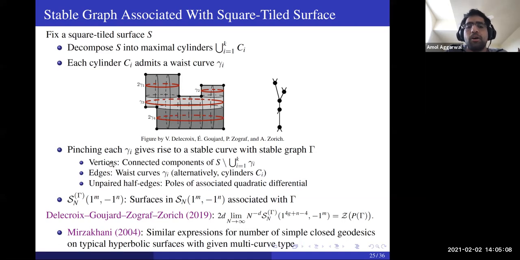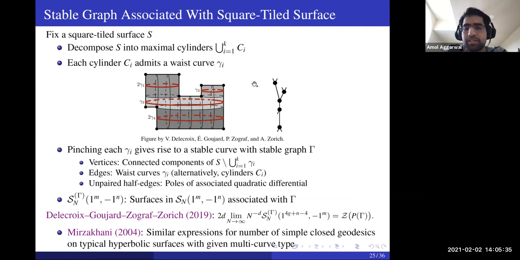The vertices are the connected components of the surface: if I pinch these curves and then remove the points, I'm going to break my surface into a bunch of connected components. As you can see here, there are five of them. There's this one, and this one, all of the spaces between the waist curves. So those are the vertices of my graph. And as you can see here, there are five of these vertices.